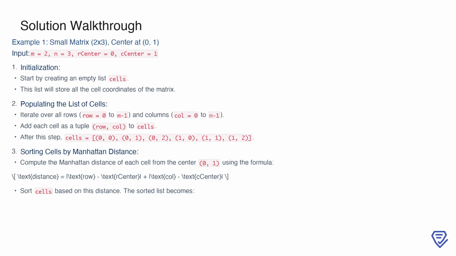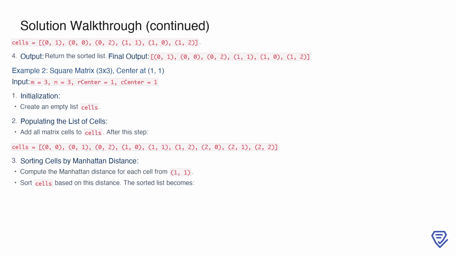Now, we need to sort these cells based on their Manhattan distance from the center 0, 1. The Manhattan distance is calculated using the formula: the absolute difference between the row indices plus the absolute difference between the column indices. Sorting the cells by this distance rearranges the list so that cells closer to the center appear first. After sorting, the order becomes 0,1; 0,0; 0,2; 1,1; 1,0; 1,2. This arrangement ensures that the cells are listed in increasing order of their distance from the center. Finally, we return this sorted list as the output.